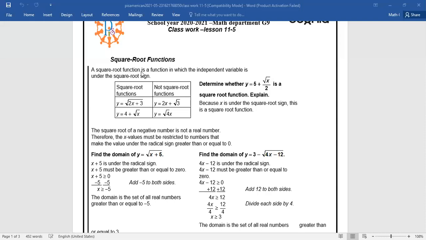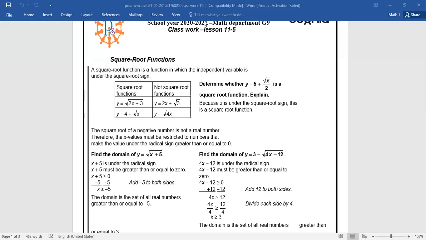A square root function is a function whose independent variable is under the square root. As we said before, independent means input, the value of x. It should be under the sign for the square root. Then I put for you here two examples. The first example, y equals square root of 2x plus 3.